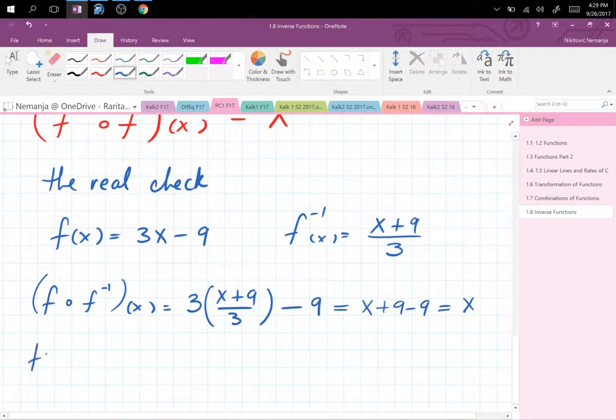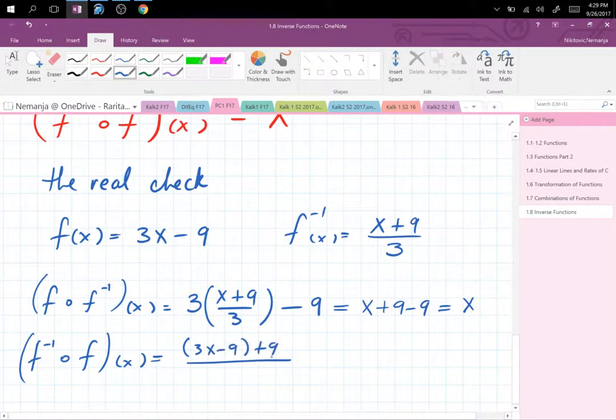We can also check by composing inverse with the function. So now we plug in, so the structure is the inverse. We plug in the function, 3x minus 9 plus 9 over 3. The 9 and 9 will cancel, we get 3x over 3. 3 cancels 3, we get x.